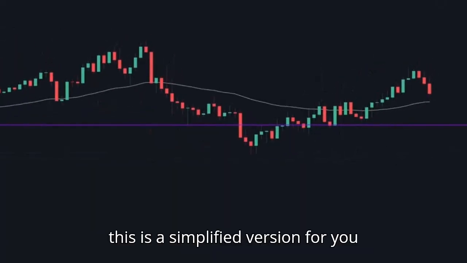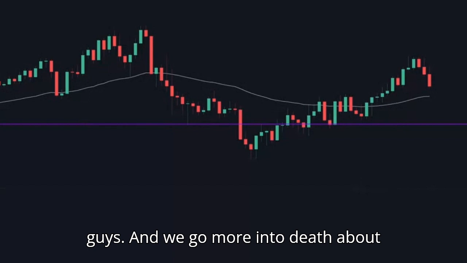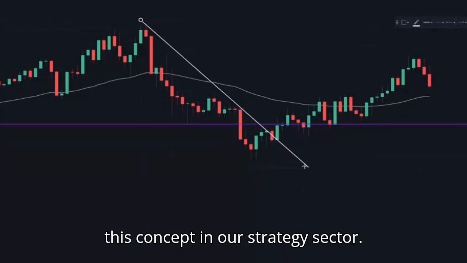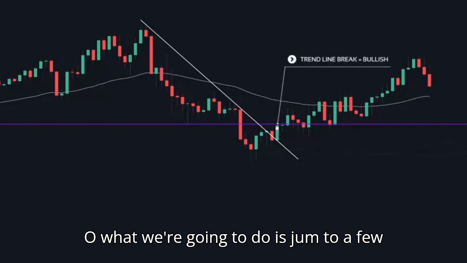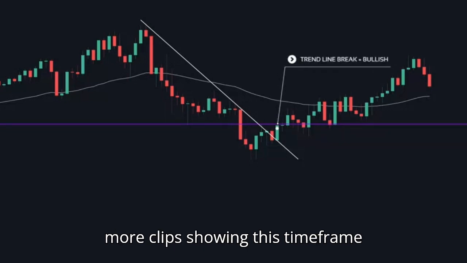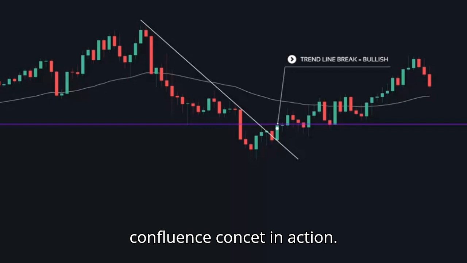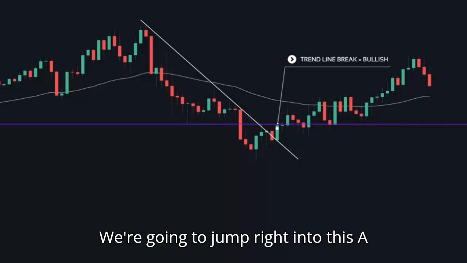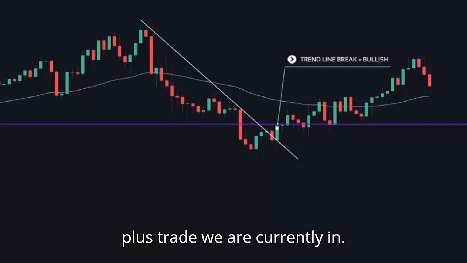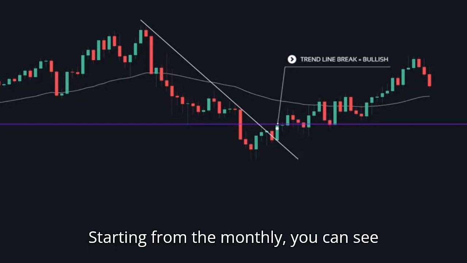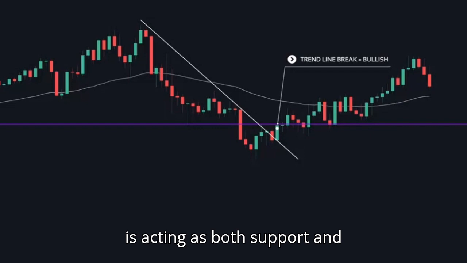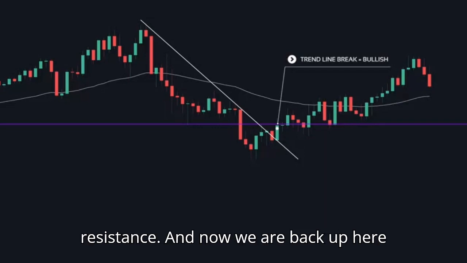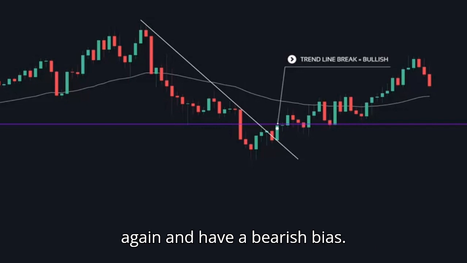Now, this is the simplified version for you guys, and we go more into depth about this concept in our strategy sector. So what we're going to do is jump to a few more clips showing this time frame confluence concept in action. We're going to jump right into this A plus trade we are currently in. Starting from the monthly, you can see this is a very clear dynamic level that is acting as both support and resistance. And now we are back up here again and have a bearish bias.